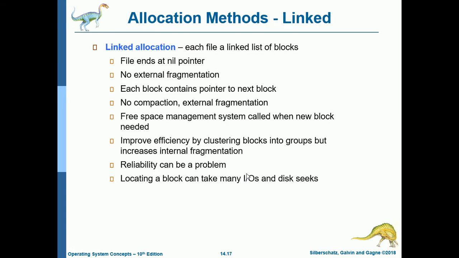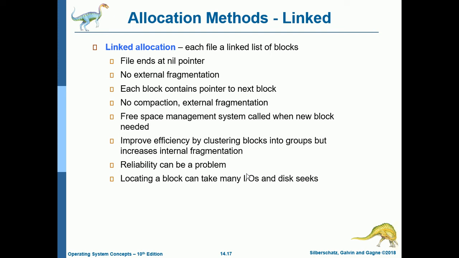Next, aside from contiguous allocation, we have the linked allocation method. In linked allocation, each file is a linked list of blocks. The file ends at a nil pointer. There is no external fragmentation. Each block contains a pointer to the next block. There is no compaction, and as mentioned, no external fragmentation.